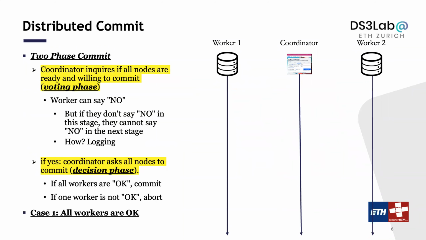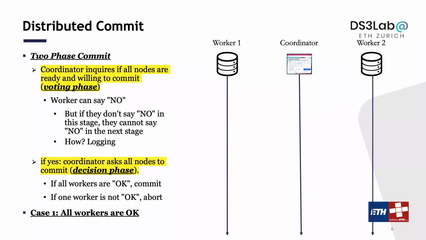Okay, now let's put more details into this protocol. Let's say you have a coordinator, the thing in the middle, and you have two workers, worker one and worker two. From the top to the bottom is your timeline, so that single arrow is your time. And let's put more details into the protocol.